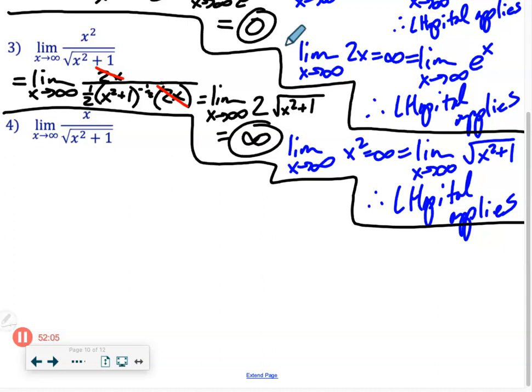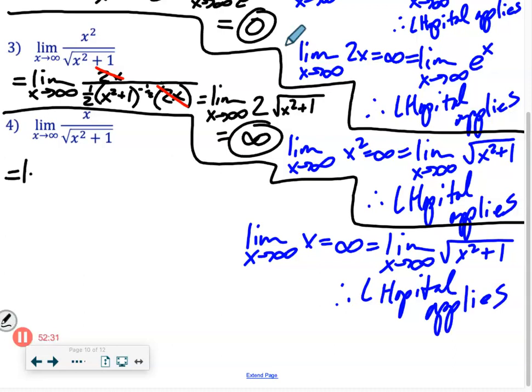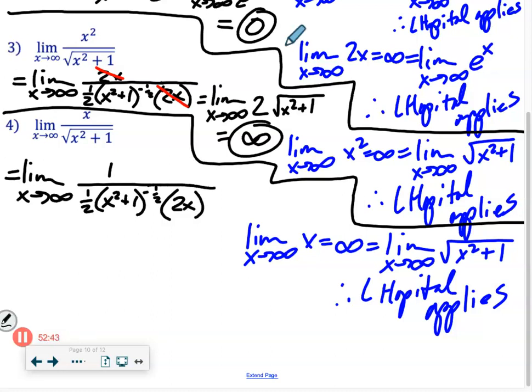Let's take a look at number 4. Number 4 is the most fun. All right, so we do limit x approaches infinity of x equals infinity equals limit x approaches infinity. Looks just like the last one, right? Yes. Everything's all looking happy. We do our derivatives. We get 1 over 1/2 x squared plus 1 to the negative 1/2 times 2x. I'm going to cancel the 2's, and I end up with this.